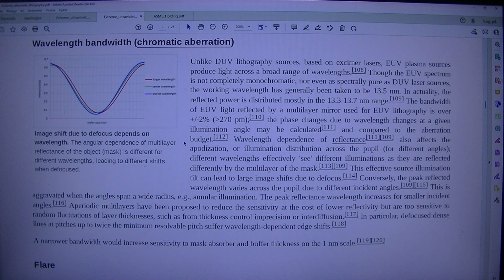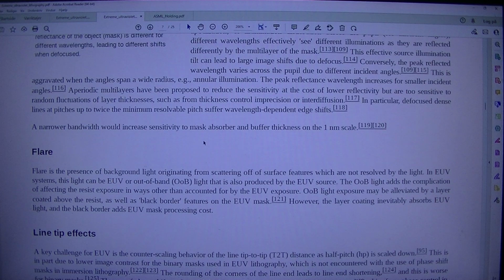Wavelength dependence of reflectance also affects the apodization, or illumination distribution across the pupil, for different angles. Different wavelengths effectively see different illuminations as they are reflected differently by the multilayer of the mask. This effective source illumination tilt can lead to large image shifts due to defocus.